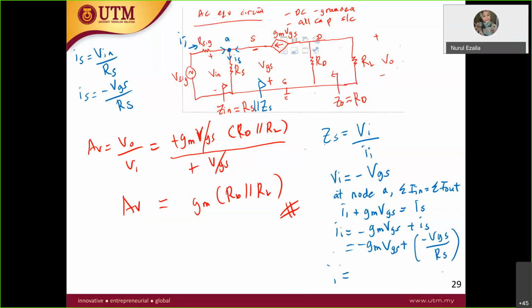Now, let's just leave it like that. So ZS is equal to the V in over I in. It is also equal to negative VGS, because we have found it here. V in is equal to negative VGS, and I in is equal to this portion.